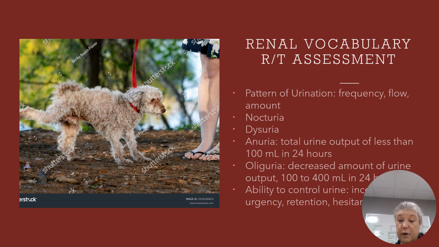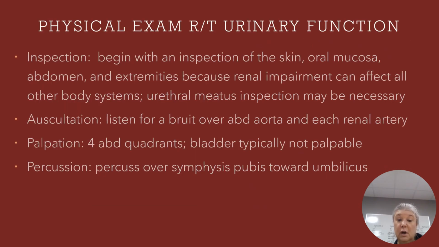Dysuria, anuria. Anuria is total urine output of less than 100 mils in 24 hours, okay? Then we have oliguria, and we want to think about, can people control the flow of their urine? Are they having problems related to that? Hesitancy, urgency, anything like that, any incontinence.